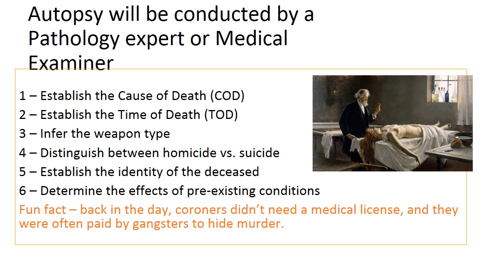If the person is unidentified, so if it's a John or Jane Doe, there'll be an autopsy. If there is some pre-existing condition that may have had an effect that matters for legal reasons, there's going to be an autopsy. But autopsies are fairly rare. Not everyone who dies is going to get an autopsy.